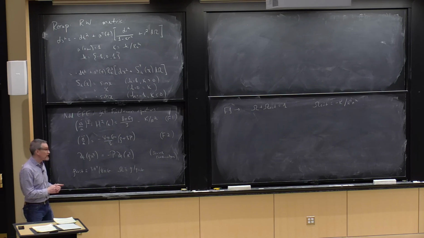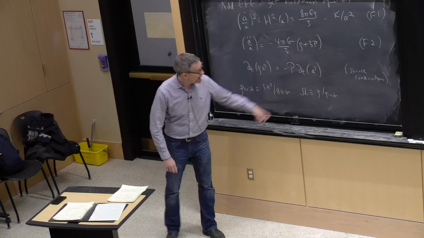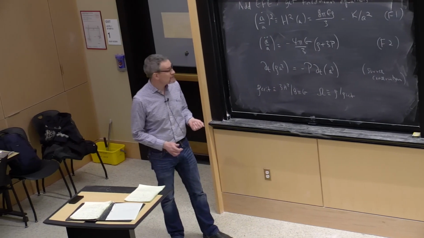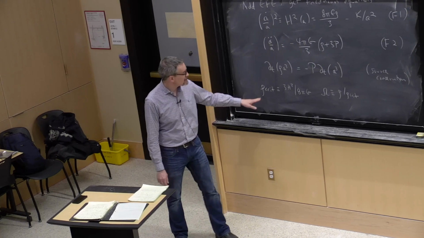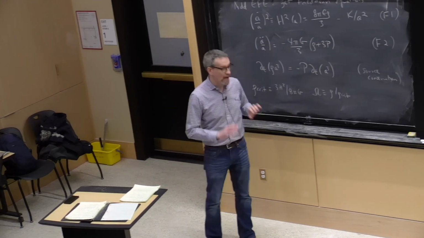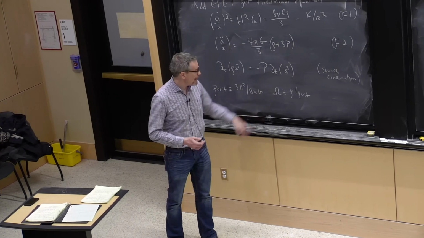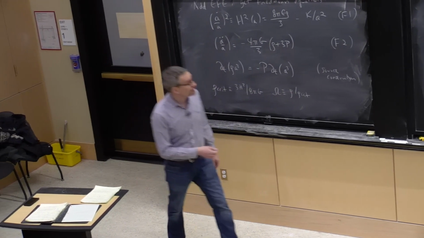As we move forward, we find it useful to make a couple of definitions. If you divide the Hubble parameter squared by Newton's gravitational constant, that has the dimensions of density. And so we're going to define a critical density to be 3H squared over 8 pi G. And we're going to define density parameters, omega, as the actual physical densities normalized to that critical density.